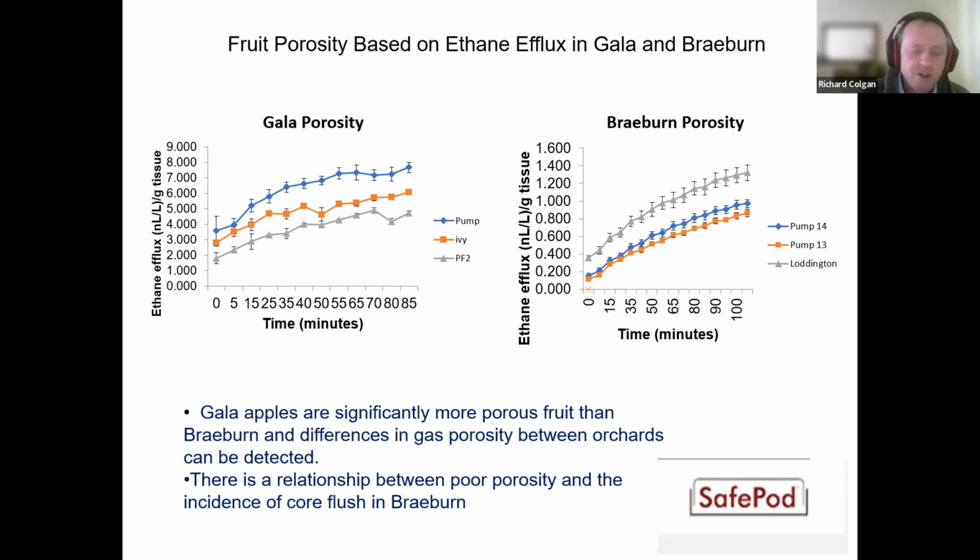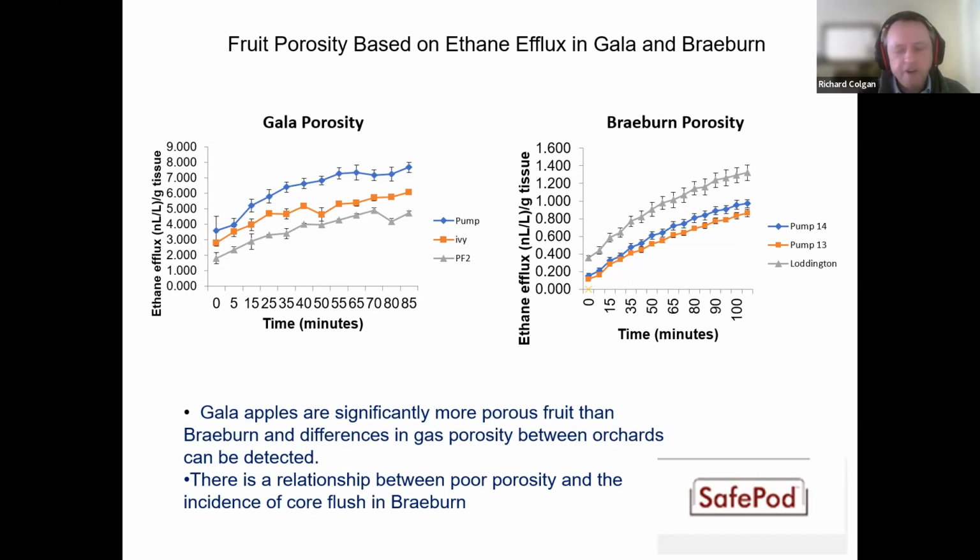But we could identify orchards, differences in orchard consignments. However, we didn't see any internal browning in Gala in this case, so it just shows you that there are differences, but not always leading to internal browning. With Braeburn, the porosity was about 6 times lower than Gala, but we could see differences in the orchard consignments, and the fruits with lower ethane efflux values, the orange and blue lines, tend to have slightly more internal browning than the grey line fruits.